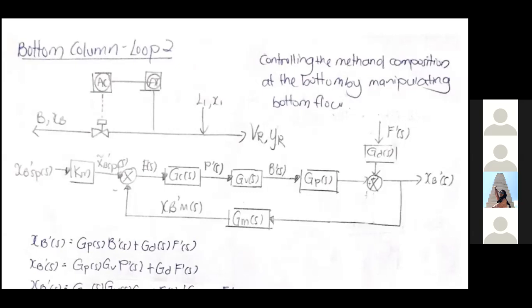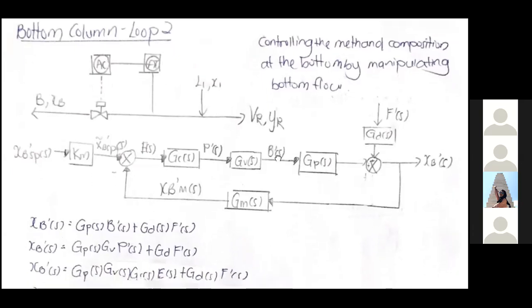The final bottom composition is then taken to be measured, which becomes the final measured XBS through the measurement transfer function. This is the block diagram for the bottom column. Thank you. I will pass to Chai Hong.